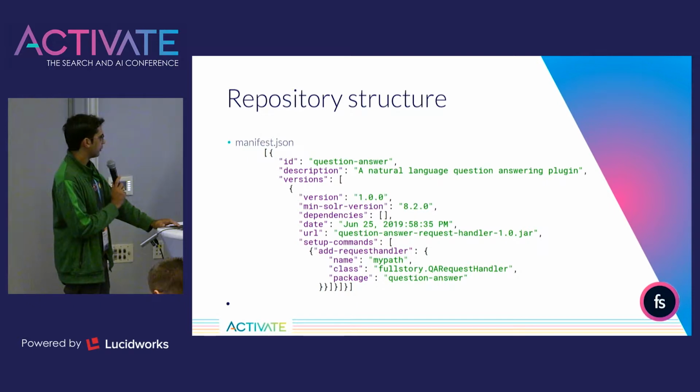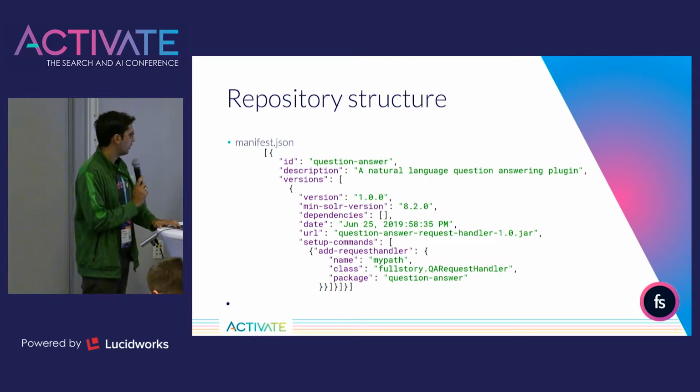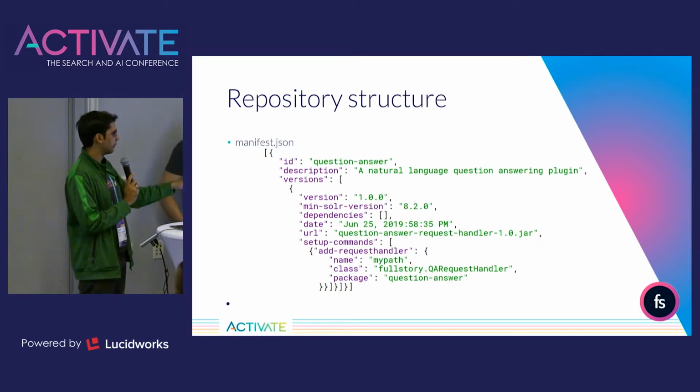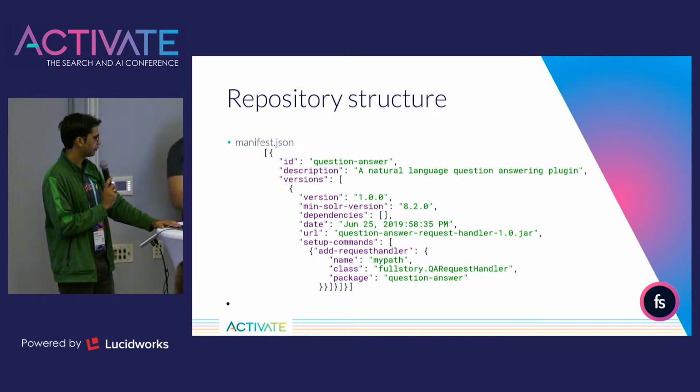This is an example of a manifest file where you have all the dependencies and all the metadata associated with a particular package.